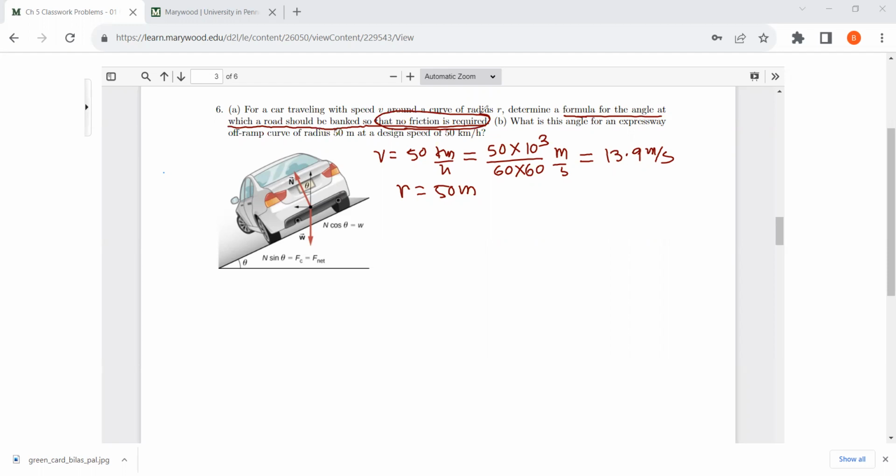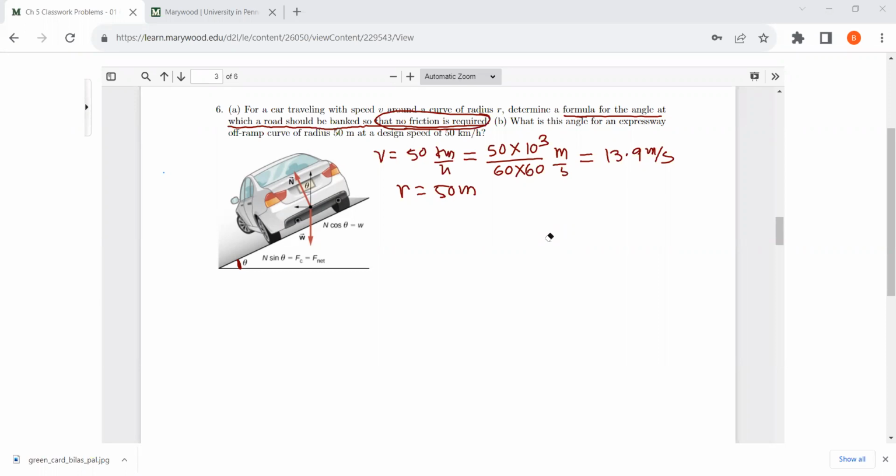It asks us to calculate the angle. Determine the formula for angle theta. We first have to determine the formula for angle theta, and then plug the given values into this formula and find the angle theta. So let's try to understand the free body diagram. I already discussed the free body diagram in the theory class, but let's do it again.